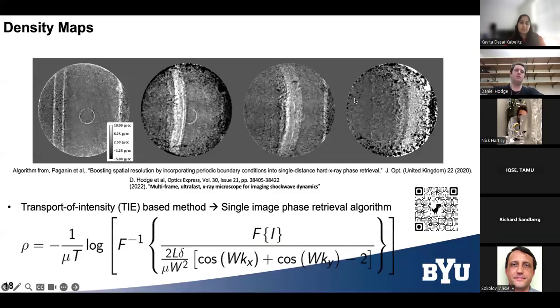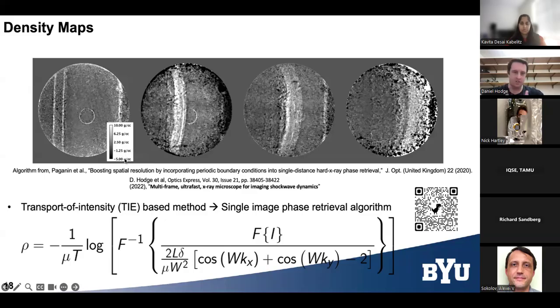And so this gives us these density maps. From the intensity images, we can get these density maps. And the first thing you'll see is, oh, what the heck? Why is the Kapton illuminator so high in density? And why is there even negative density?